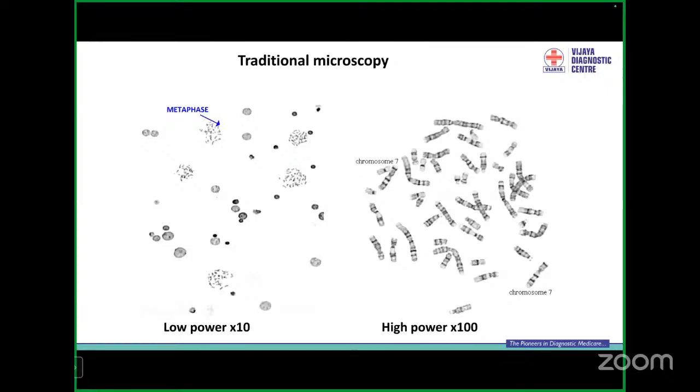This is how it looks after the slide is made, on low power at 10x under a microscope. You can see these metaphases, where the chromosomes are spread across. That group is a metaphase where it has 46 chromosomes in the condensed form. Then on your right is the high power under 100x. This is the GTG banded karyotype, where the bands are seen on the chromosomes under 100x.